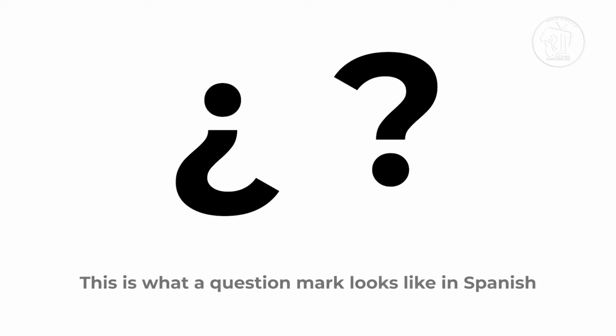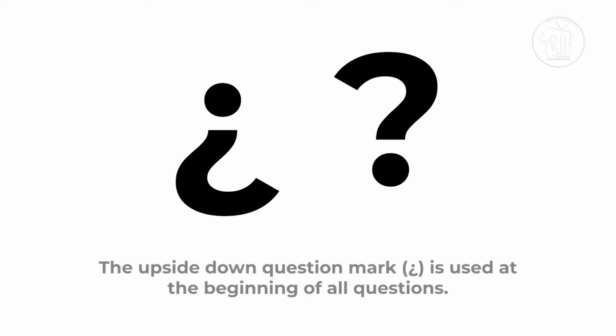Let's start by looking at the actual question mark and also some details that I think you might find pretty interesting. So this is what a question mark looks like in the Spanish language. The upside down question mark is used at the beginning of all questions. Think of it like the brackets. We open the bracket, then we close the bracket. Similarly, in Spanish, when we're asking a question, we open a bracket, then we close the bracket at the end of the question.